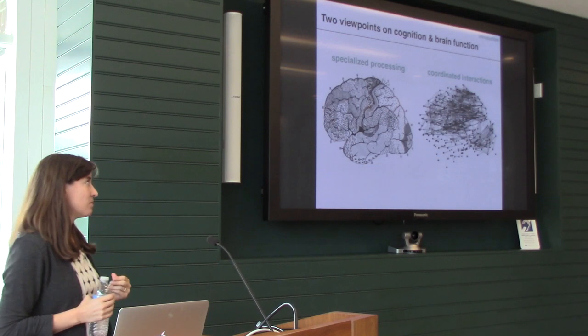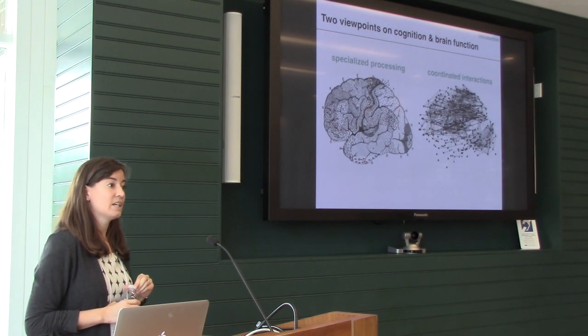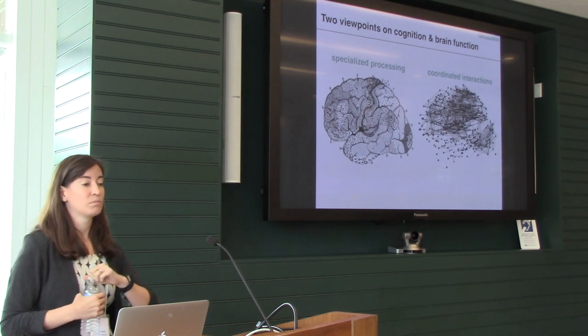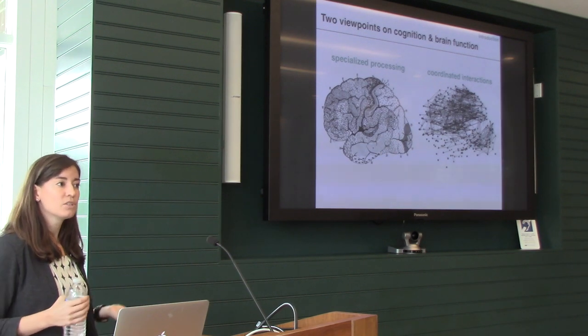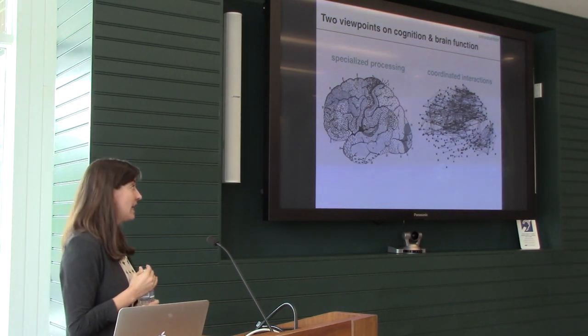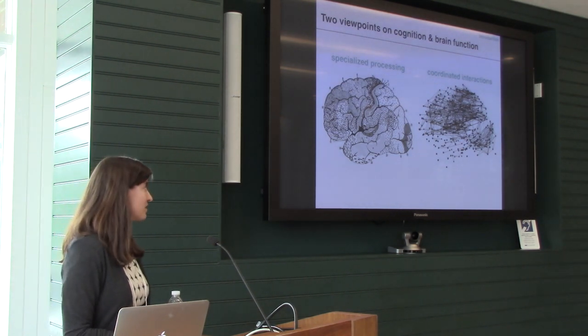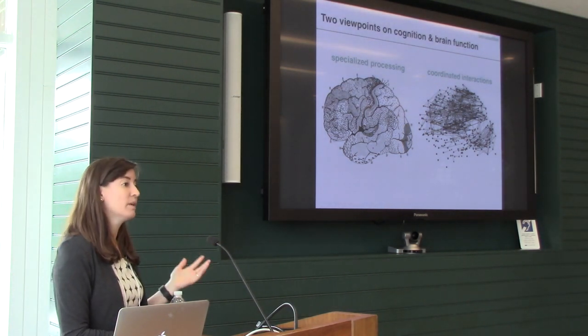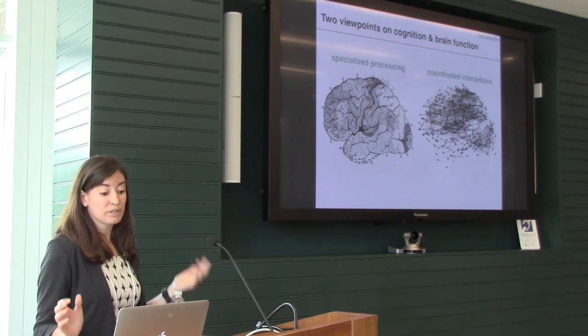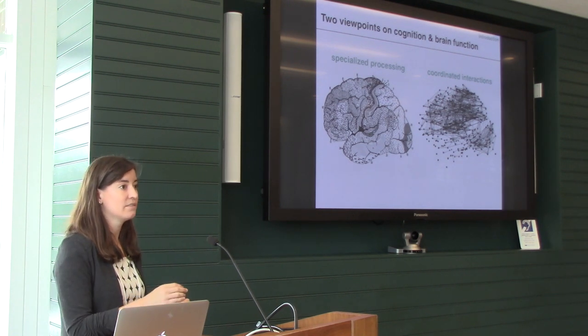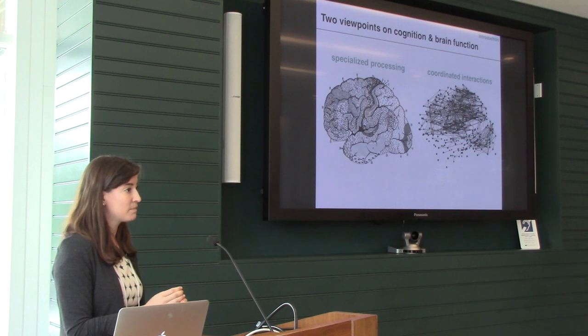But on the other hand, a lot of work has also gone into trying to understand the interactions that occur between these different brain regions, for example, between visual and motor areas in order to carry out actions. So overall, my goal is to try to understand how these two different levels of processing might work together to carry out brain function, and in particular in the context of complex tasks and top-down control.